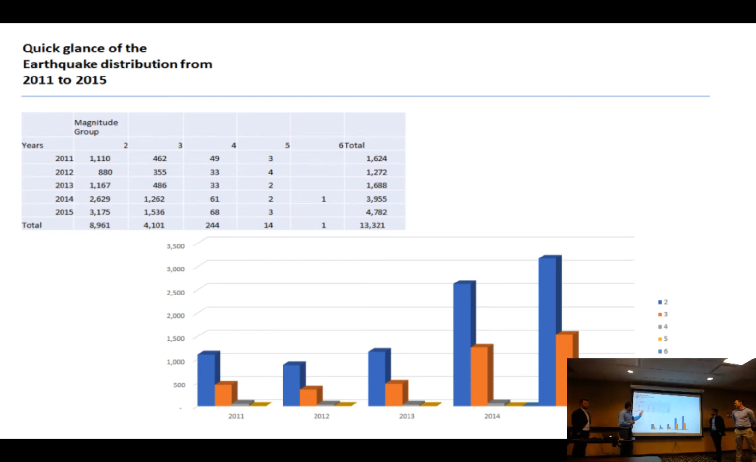As you can see in the graph, it's very much leaning towards low magnitude earthquakes. That's going to give you a comparison in terms of the sample that we will be dealing with. We're going to be dealing with magnitude 4 and up, which is not a lot compared to the other magnitudes.